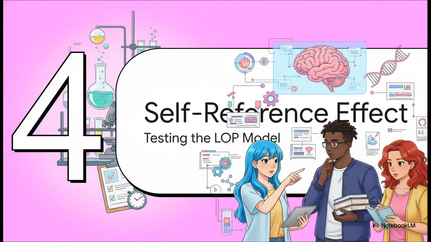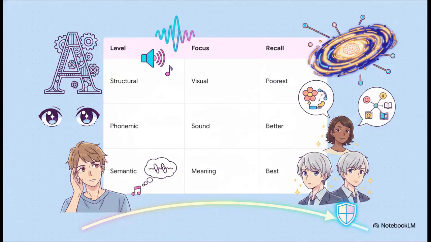Section 4. Experiments and self-reference. Okay, cognitive psychology is all about rigorous testing, so let's look at the proof. Back in 1975, Craik and Tulving actually put this to the test in a lab. They had subjects rate words based on different aspects. If a subject just rated a word's structural features, like, is this word in capital letters, their recall was the absolute poorest. If they rated phonemic aspects, like, what does this word rhyme with, recall got significantly better.